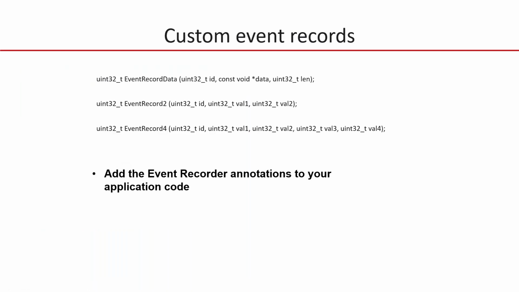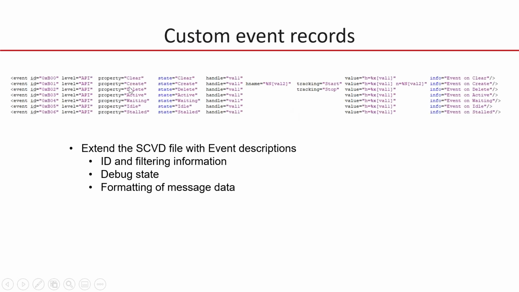You can create these annotations for yourself. There's a number of these effectively macro functions. So here we have the event recorder, we nominate the ID, and then we can output variables as well. So we can make those appear in the event recorder window. And we can extend our component viewer, so we can annotate these events in our XML file.